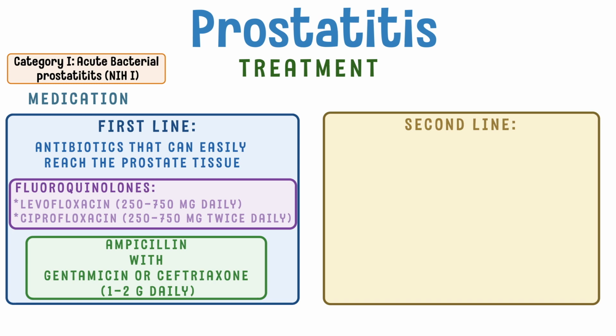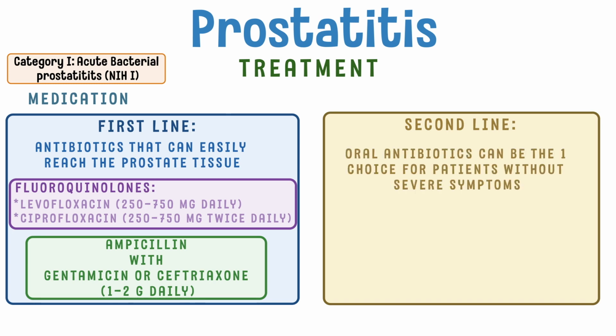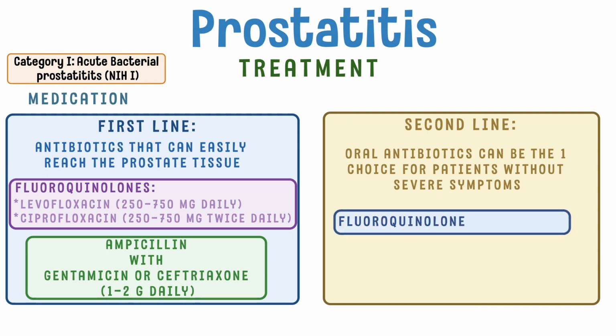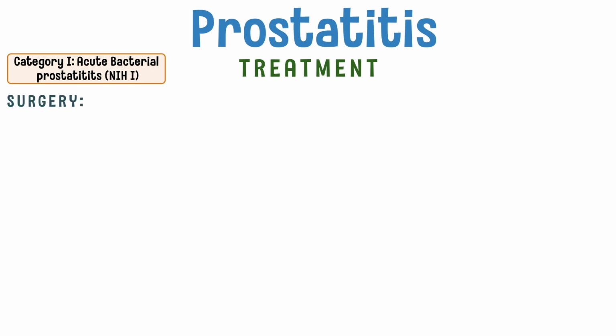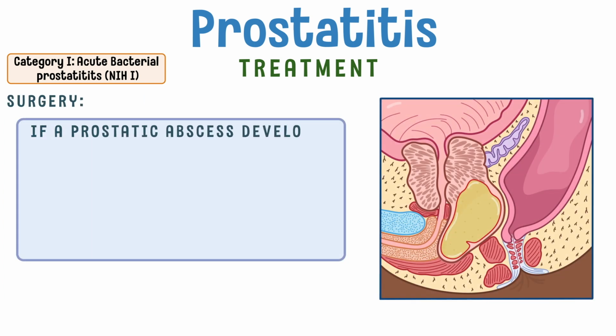Second-line treatment includes oral antibiotics as the first choice for patients without severe symptoms, such as fluoroquinolones for 10 days or trimethoprim-sulfamethoxazole 160 or 180 mg every 12 hours. Surgery may be required if prostatic abscess develops.